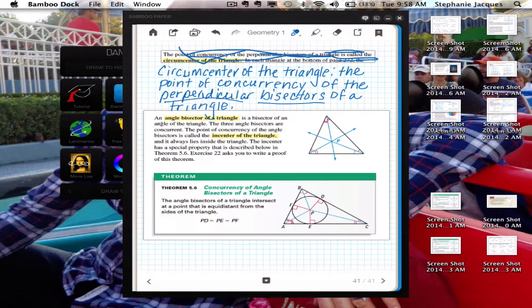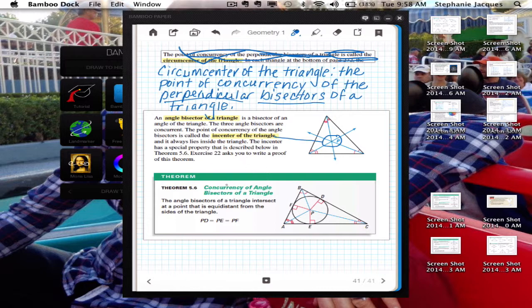So an angle bisector of a triangle is a bisector of an angle of the triangle. So therefore, here's an angle bisector, here's an angle bisector, and here's an angle bisector. The point of concurrency of the angle bisectors, so right here, is called the incenter of the triangle. So that's the incenter of the triangle, and it always lies inside the triangle. The incenter has a special property. We may or may not talk about that in this lesson, but we can add the theorem, but we won't look at the proof yet.